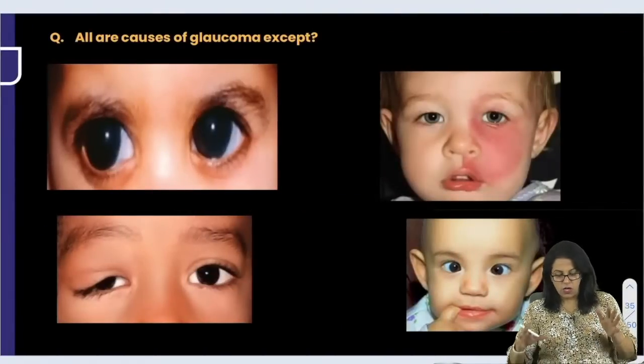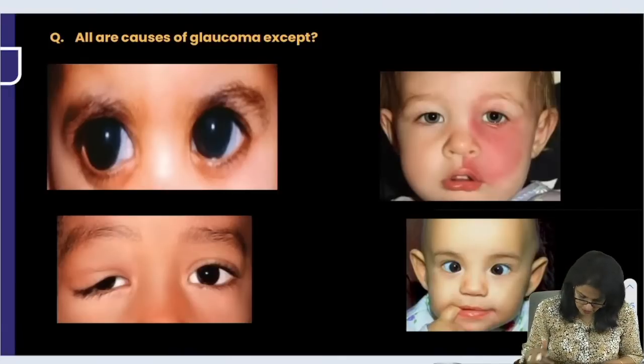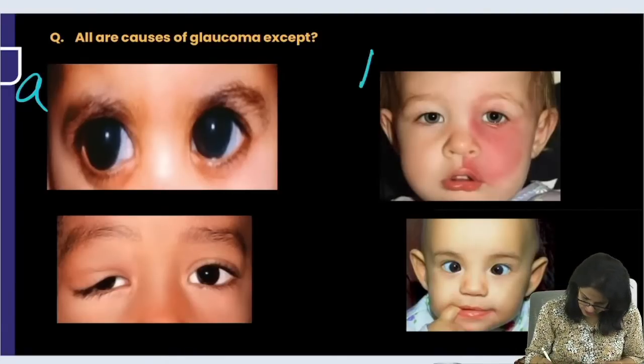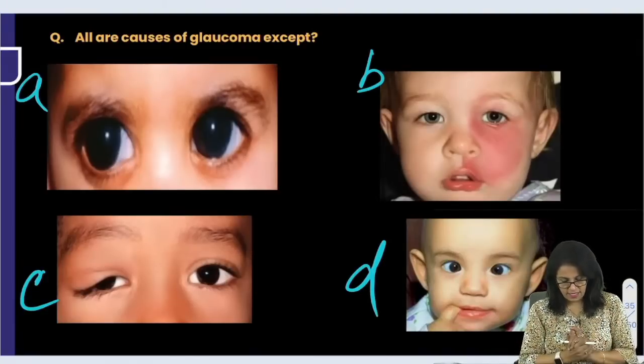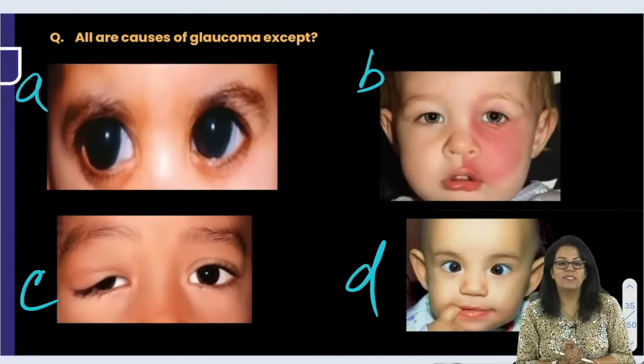Okay, so ABCD is not given. I will write it for you all. This is A, this is B, this is C, and this is D. So this is the question, an image based question for you all.